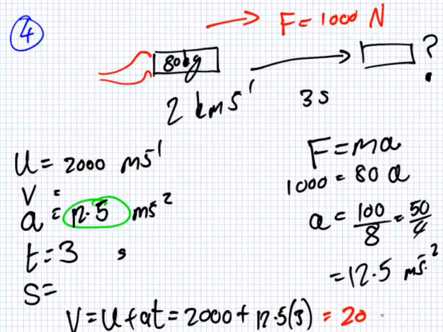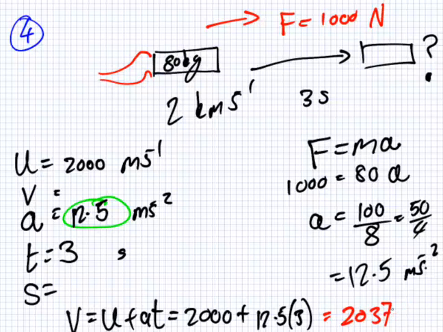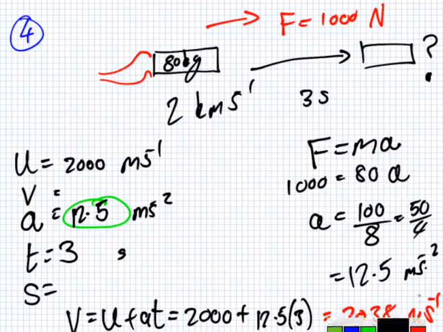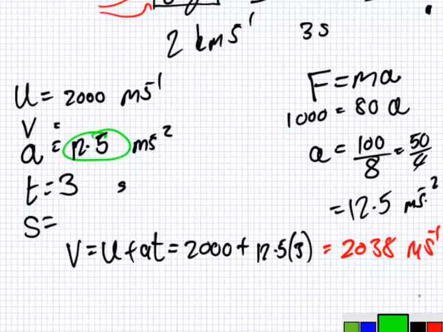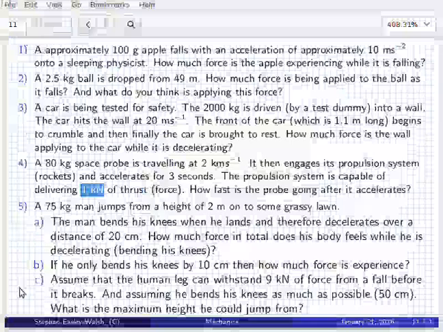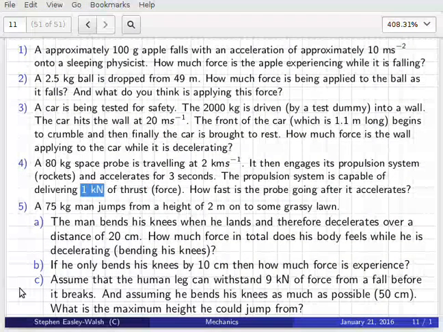An 80 kilogram space probe is traveling at 2 kilometers a second. It then accelerates for 3 seconds. The propulsion system is capable of 1 kilonewton of thrust. How fast is the probe going after it accelerates? Why did I get this question? What number is this now? 4, is it? Yeah.